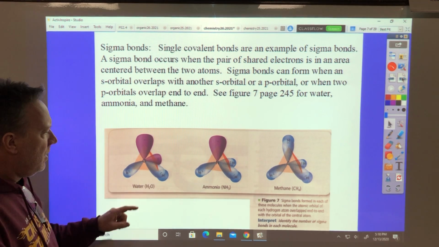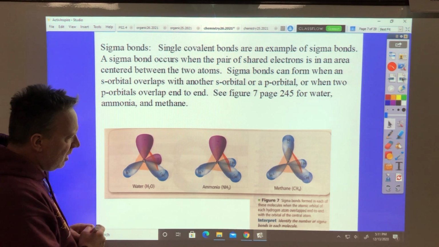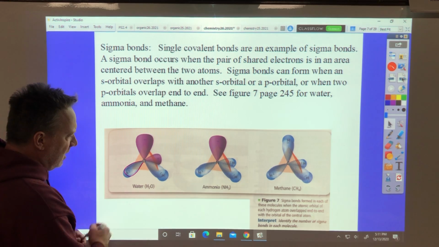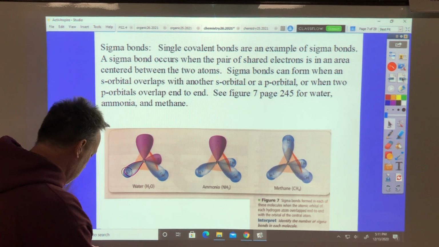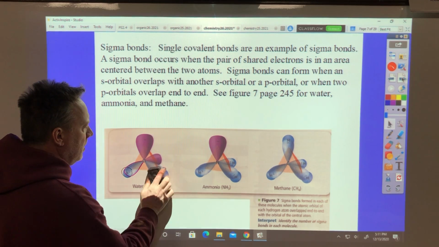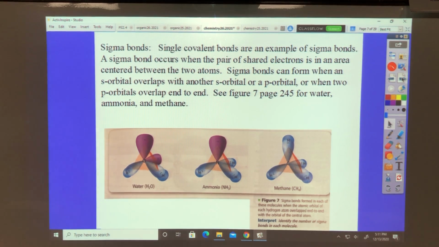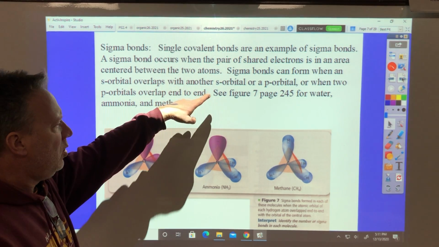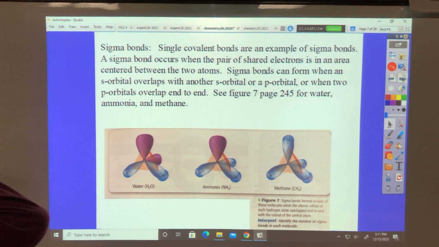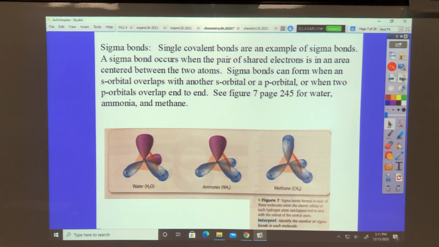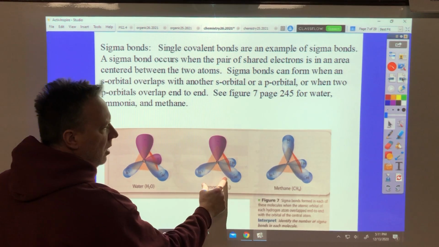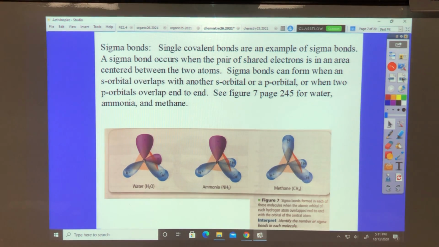That's a sigma bond. I don't know if you can see it, probably not, but this oxygen orbital is like so, and this hydrogen's orbital is like this. They're overlapping right there. That's a sigma bond. They can form when you have an s orbital overlapping, or you have an s orbital with a p orbital, or when two p orbitals overlap end to end. I will show you this. So this is for water, methane, ammonia. All of those are sigma bonds.